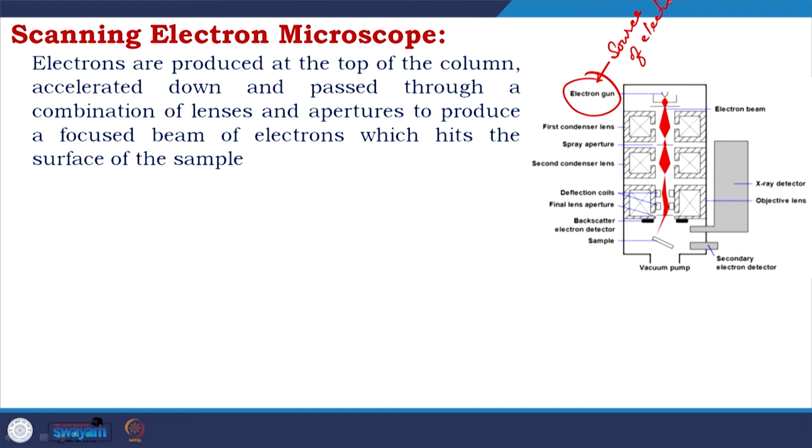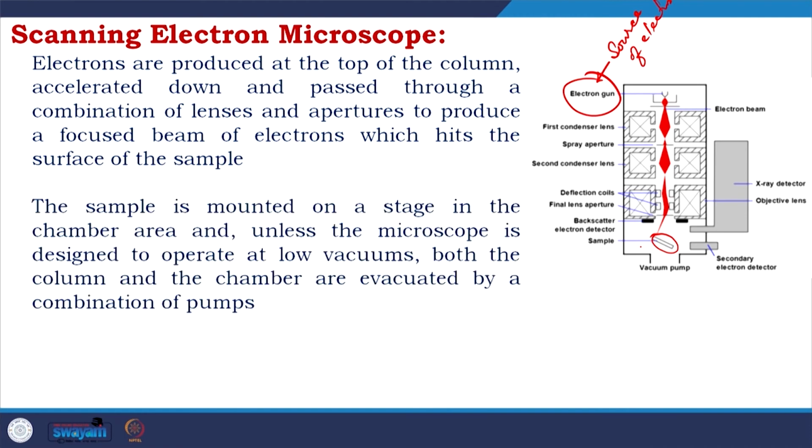So, electrons are produced at the top of the column, accelerated down and passed through a combination of lenses and apertures to produce a focused beam of electrons which hits the surface of the sample. So, it comes through and here is the sample. It is produced by the electron gun and then comes through the condenser lens and apertures, and it concentrates and hits the sample.